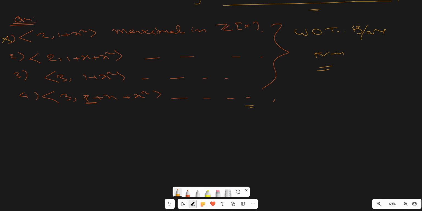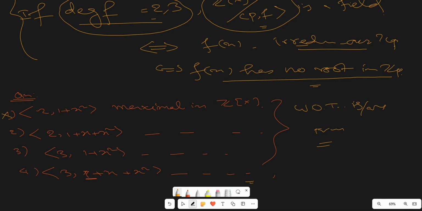What about the option 2? So what I have told you, this is a polynomial of degree 2, right? If it is a polynomial of degree 2, to show this is maximal you have to show this is a field. If this is a field, then this ideal will be maximal. All you need to check is whether this is a field. So this is a field if and only if f(x) has a root in Zp.